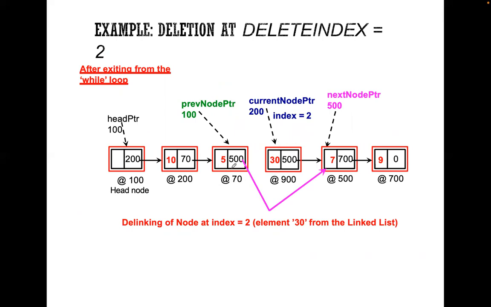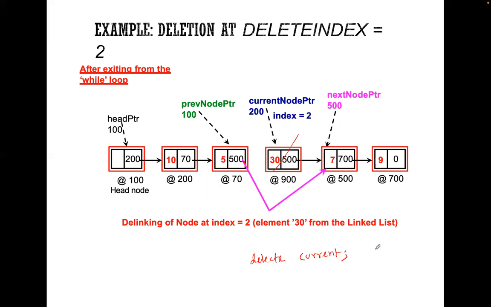Now we are going to set the next pointer of the previous node with the next pointer of the current node. Let me say that again. We're going to set the next pointer of the previous node with the next pointer of the current node. And then we can delete this node by writing a line like delete current.